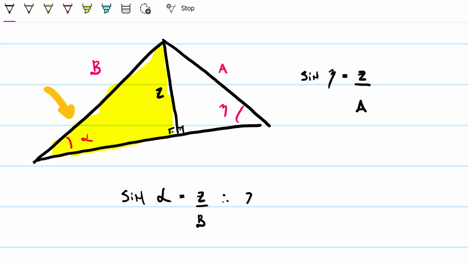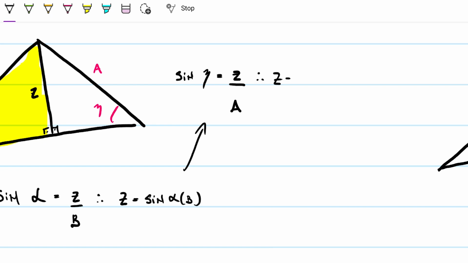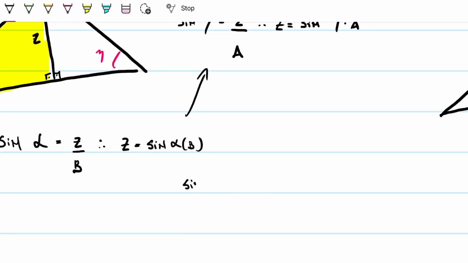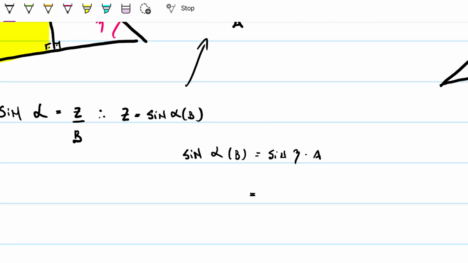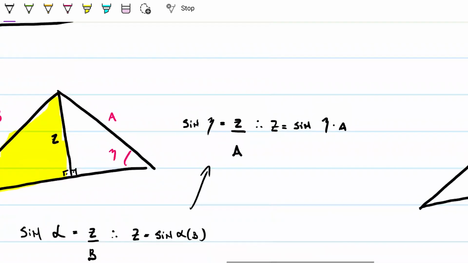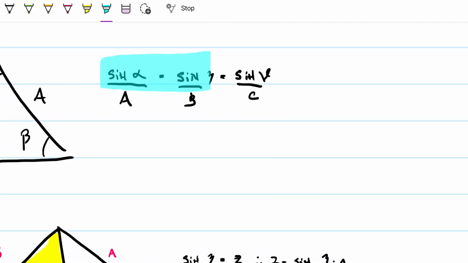If I solve for Z, I'm going to have sine of alpha times B. And from the other triangle, if I solve for Z, Z equals the sine of beta times A. If Z is the same for both, then I can make these equal, and I'm going to have that the sine of alpha times B equals the sine of beta times A. And if this is true, then I can divide everything by A and by B, and I'm going to have that the sine of alpha over A equals the sine of beta over B. Okay, and this proves this relationship, at least this first part of it.